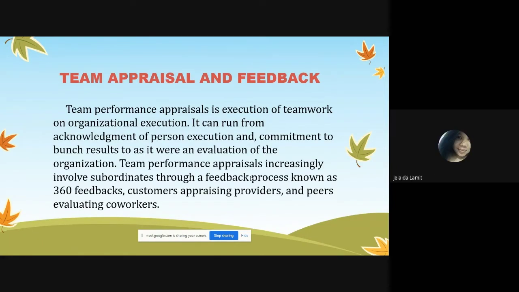Team appraisal and feedback. Team performance appraisal is a keystone of teamwork and organizational execution. It can range from acknowledgement of individual performance and commitment to group results and evaluation of the organization. Team performance appraisal increasingly involves a multisource feedback process known as 360 feedback: customers appraising providers and peers evaluating coworkers. Typically, employees are appraised by their immediate supervisor. However, there is such a thing as 360 feedback, which includes a team of evaluators who perform the appraisal.